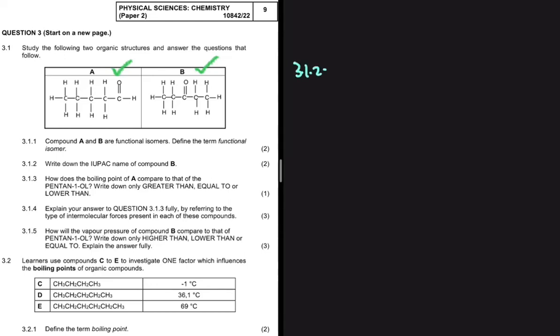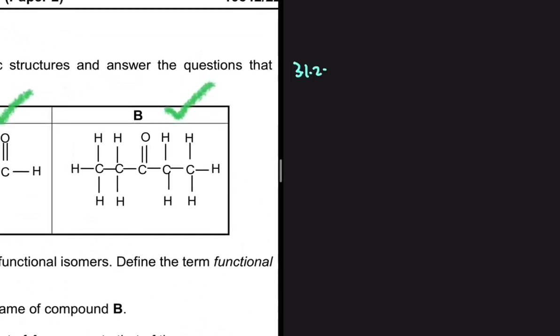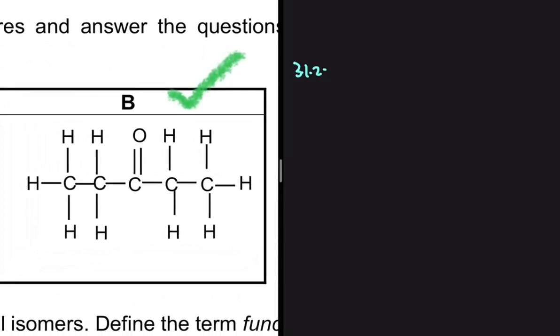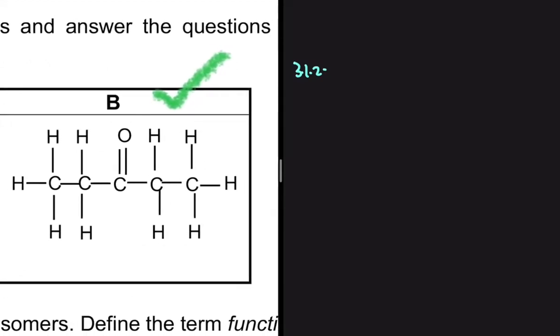3.1.2. Write down the IUPAC name of compound B. So the first thing you want to do is to determine which homologous series this compound B belongs to. Because of the structure of the functional group, compound B is a ketone. This carbon that is bonded to the oxygen is bonded to 2 other carbons. And because of that, we can conclude that compound B is a ketone.